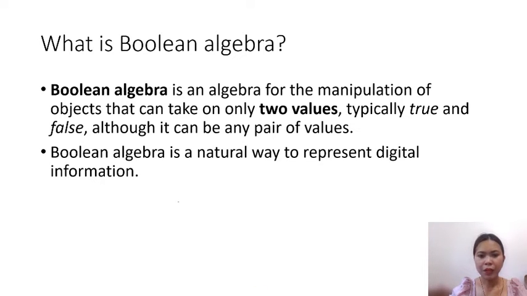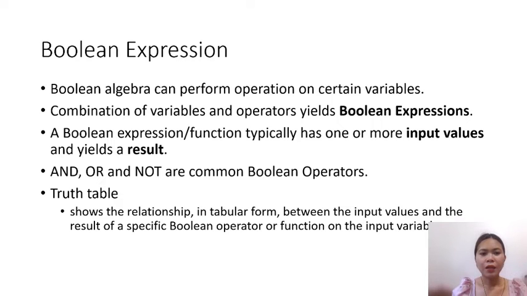So, let me write here. We can interpret the digital value of 0 as false and the digital value of 1 as true. Okay? So, we already know the definition of Boolean algebra. Let's proceed to Boolean expression.